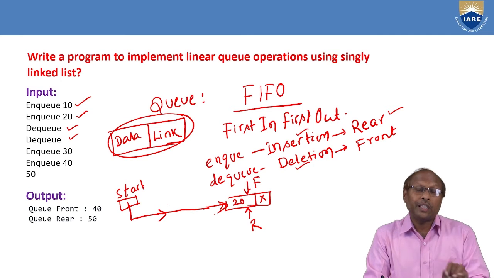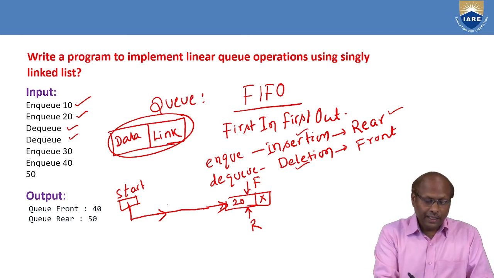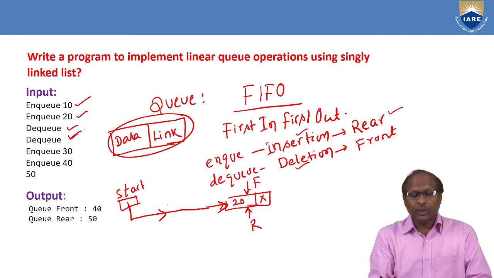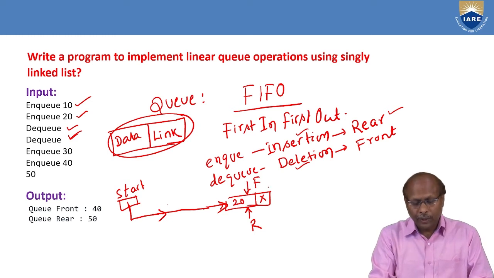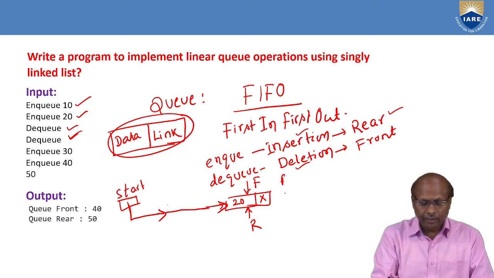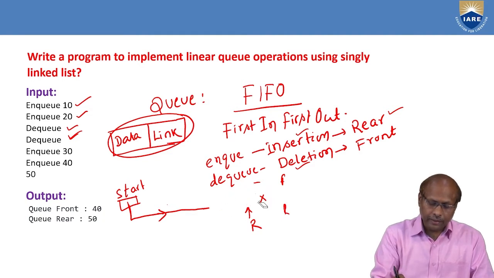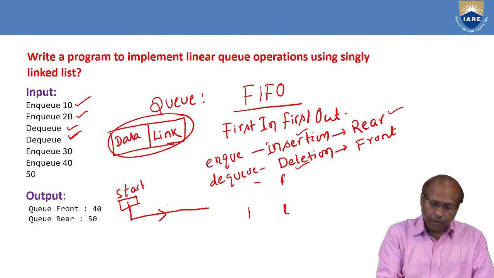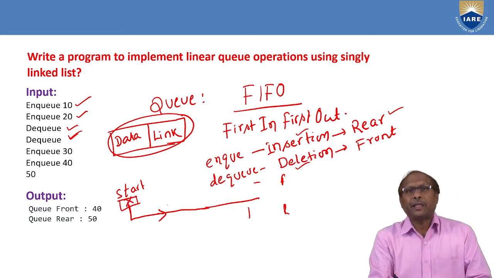Now currently only one node is there because you have done DQ. Again you say DQ, and this node will be deleted. So front is going forward and front is also null. So this will also be deleted. Now both nodes are deleted, and automatically start becomes null.